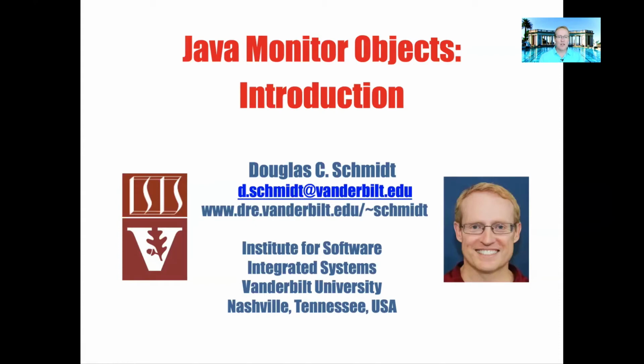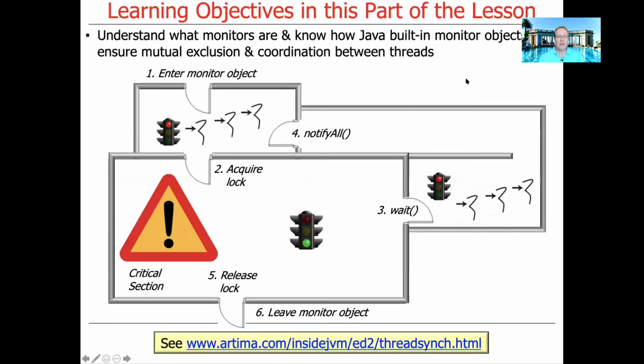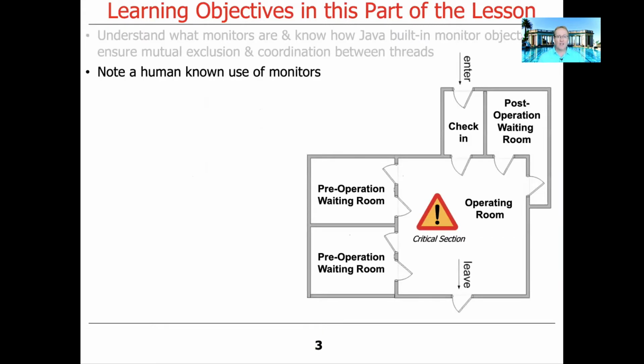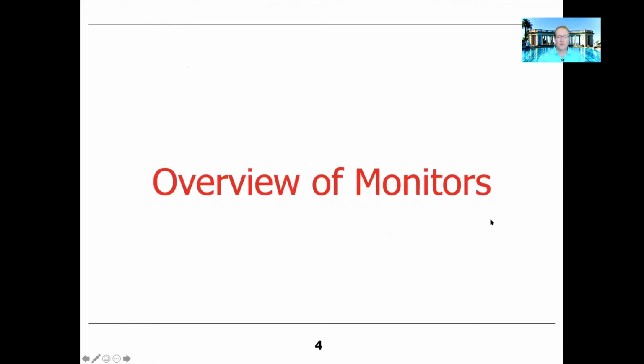So now we're going to begin our discussion about Java monitor objects. And as usual, I'll start off by giving you an overview of what monitor objects are and explain how Java provides built-in versions of monitor objects that are used to ensure mutual exclusion and coordination between multiple threads running in a process. And you'll see this diagram quite a bit. It's the diagram I use to show visually how monitor objects behave. As always, I'll also give you a human known use of monitors as well, which is kind of a fun way of seeing the big picture view.